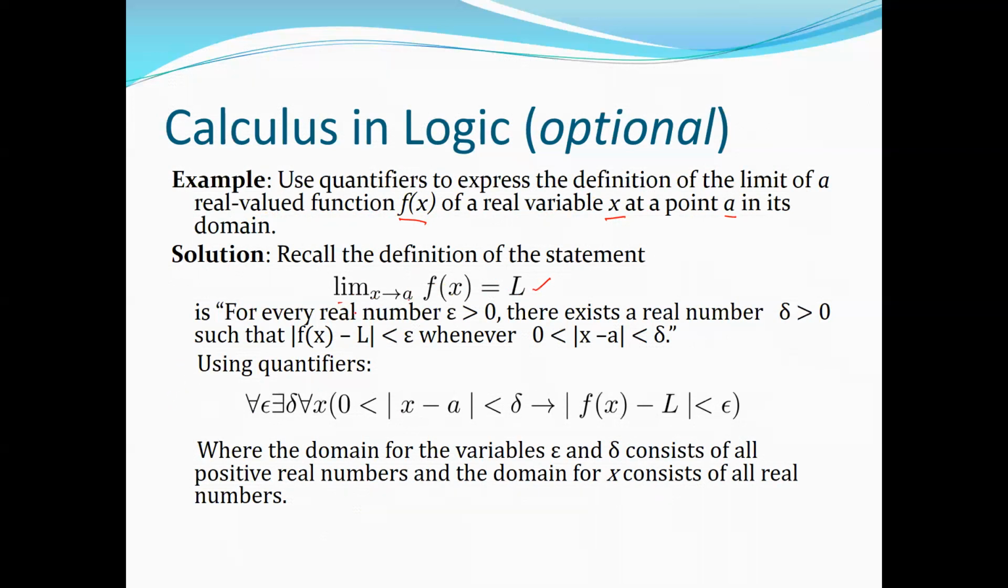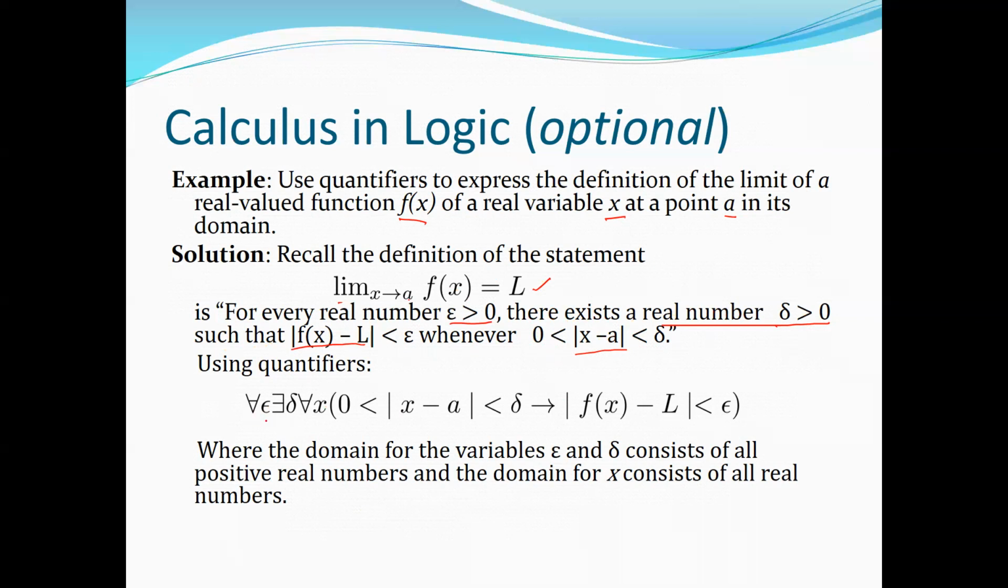That is basically: for every real number epsilon greater than 0, there exists a real number sigma greater than 0, such that |f of x minus L| is less than epsilon whenever |x minus A| is greater than 0 and less than sigma. This is the definition of the limit. So we can represent this with the help of the quantifiers.